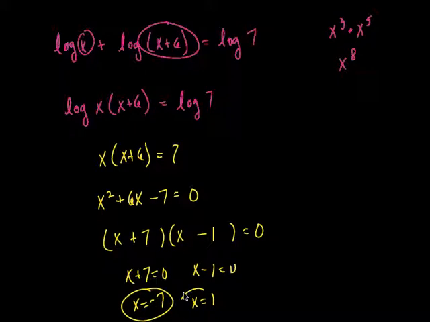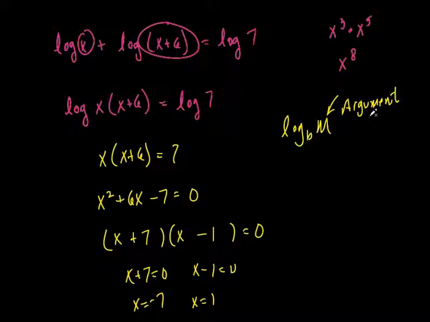Oh, before I circle them, you've got to be careful. Remember he talked about the argument? If you take the log of something, this thing right here is called the argument. You have to plug them back in and make sure they work. The argument always has to be positive, okay? It always has to be greater than 0, right? He went through an explanation, and I'm not going to go through that, but just remember that. The argument has to be positive, greater than 0, okay?